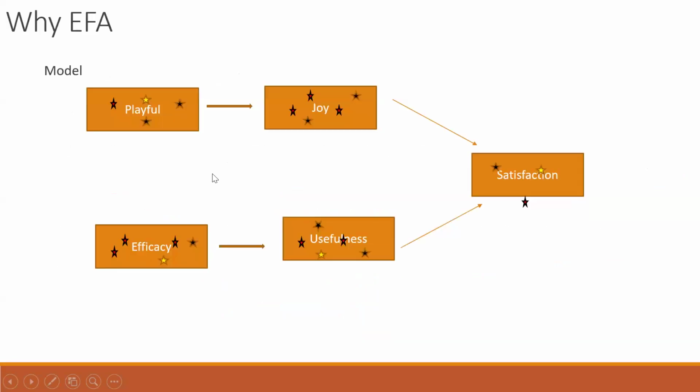Let's understand this by this diagram. Suppose we've got this model. Now, this playfulness is measured by 4 items. This is measured by 5. This is measured by 5. This is also by 5. And this is by 3. Right? This is your model.